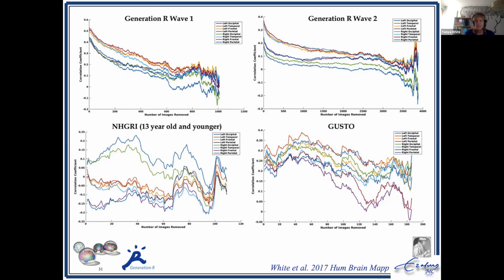So what I will say is that the GUSTO study did use control points, and they collected multiple images. The cortical thickness that they're showing is still somewhat correlated, and their sample size is much lower, but it's different than, for example, Generation R. And although we had nearly 4,000 images here, the NHGRI is also a much smaller group.